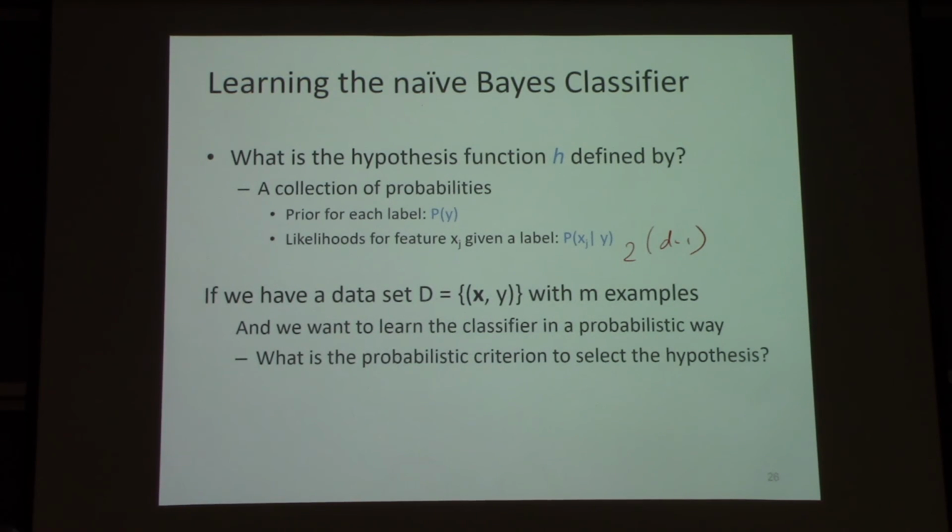We want to learn the classifier from this data set, and let's say we want to learn this classifier using a probabilistic criterion. What's a good probabilistic criterion to learn classifiers? How do you learn classifiers in a Bayesian way? How do you decide that a particular hypothesis is better than another? How do you define best if you are Bayesian? Give me a name. MAP learning. You could do MAP learning, maximum a posteriori learning, or maximum likelihood learning.